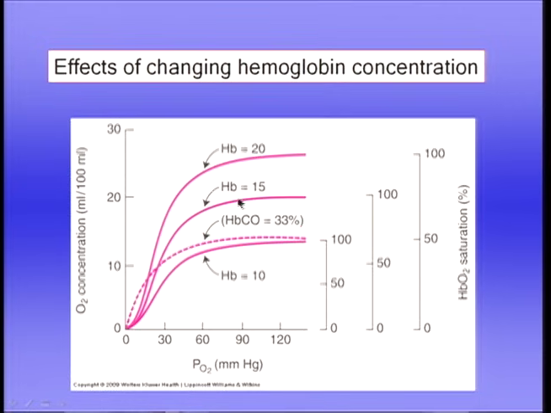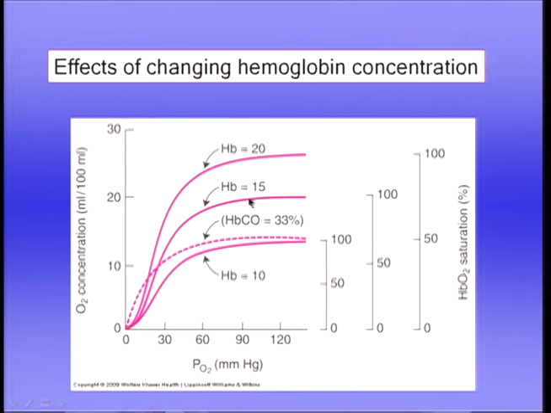Now, it's important to understand the relationships, to be clear about the relationships between PO2, oxygen saturation, and oxygen concentration. Because in physiology generally, and certainly in clinical medicine, it's important to understand how various abnormal conditions affect these variables. So let's look at some of them here.